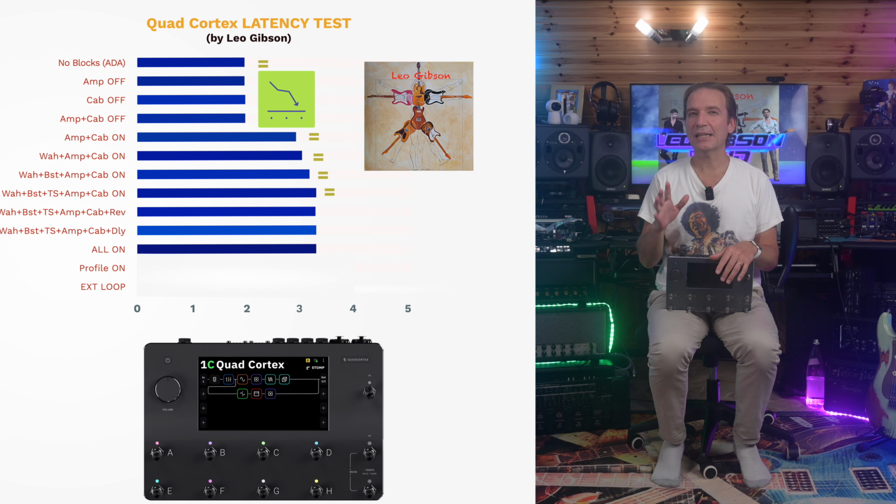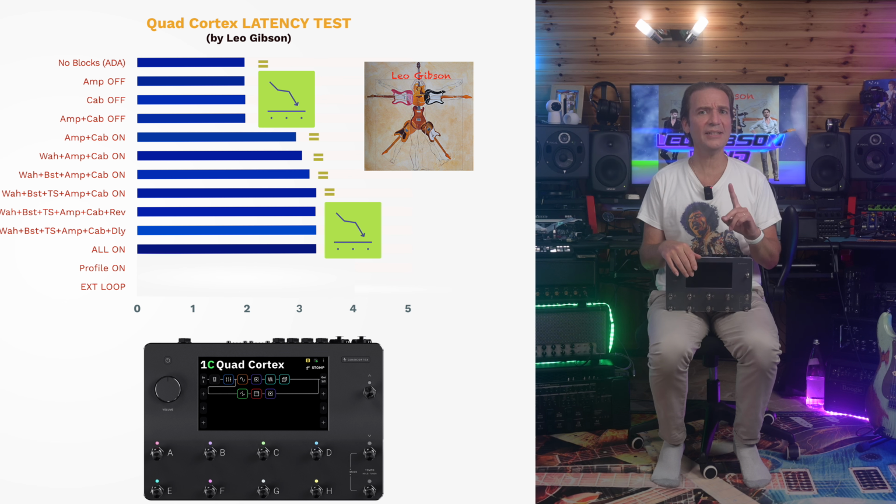If we add a reverb, the latency does not increase. It does not increase even if we add a delay, and it does not increase even if we add both a delay and a reverb. I mean, it stays at 3.4 milliseconds, where previously with the delay and the reverb switched on, we reached 5 milliseconds. This is another pretty significant improvement with the new firmware.